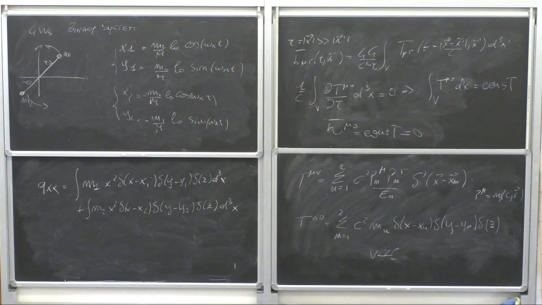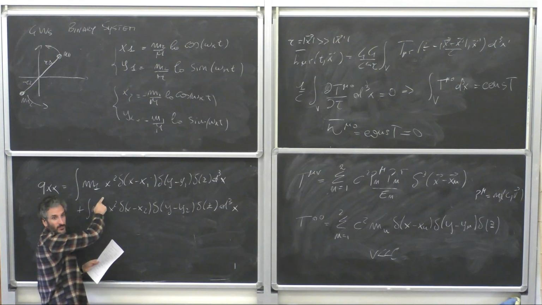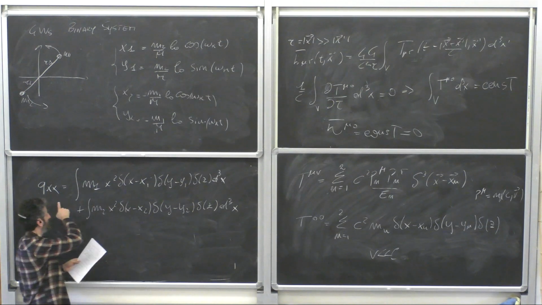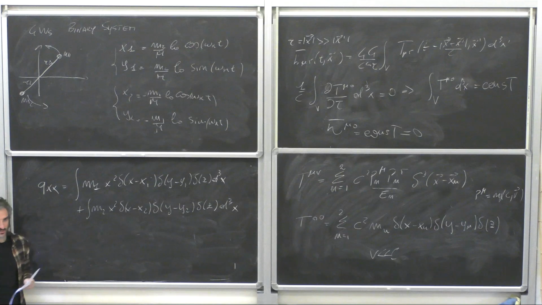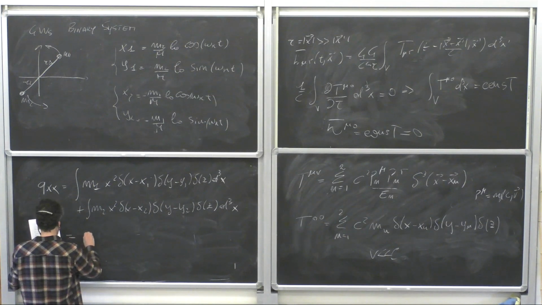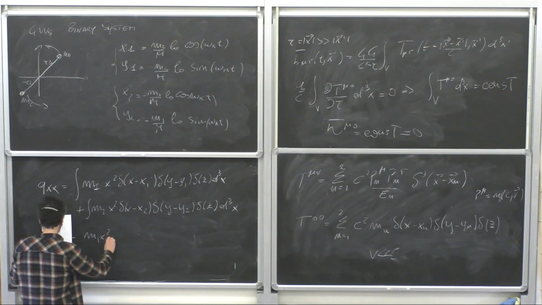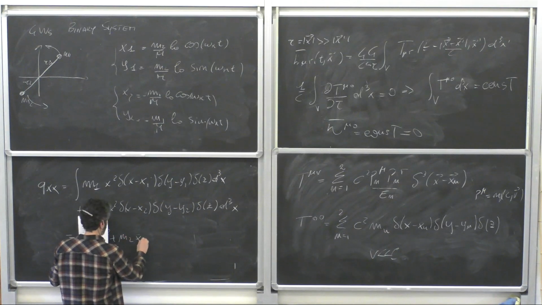Okay. This is just the definition of the quadrupole, the XX component of the quadrupole tensor. If you remember, at the beginning there was T00 multiplied by x^a x^j, and in this case, since I'm looking at the XX component, this brings me an x squared. There are delta functions everywhere, so I can integrate, and this will give me m1 x1 squared plus m2 x2 squared.